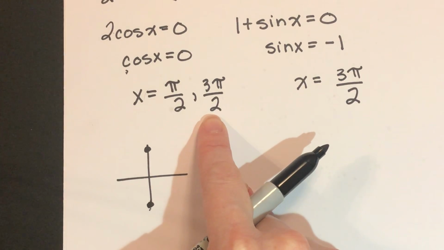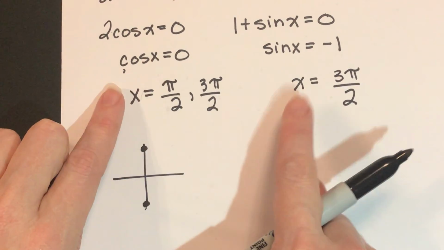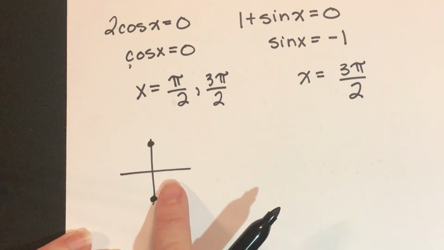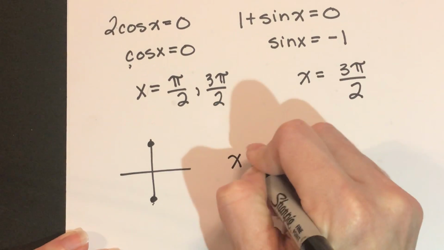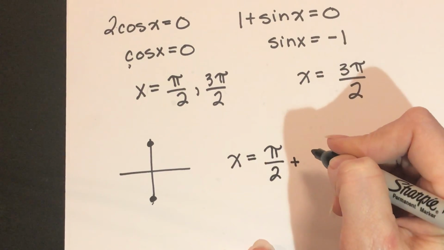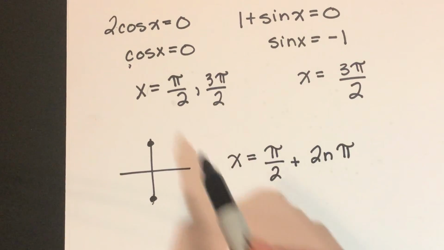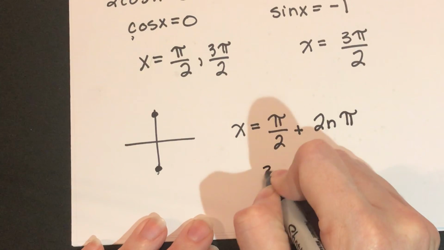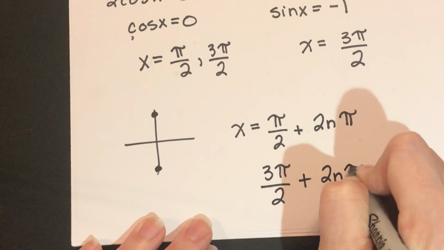Now if this did not give us a range between 0 and 2 pi, then we would have to write these as general solutions. So x equals pi over 2 plus 2n pi, because however many rotations you keep going around, you land on that same spot. And then 3 pi over 2 plus 2n pi.